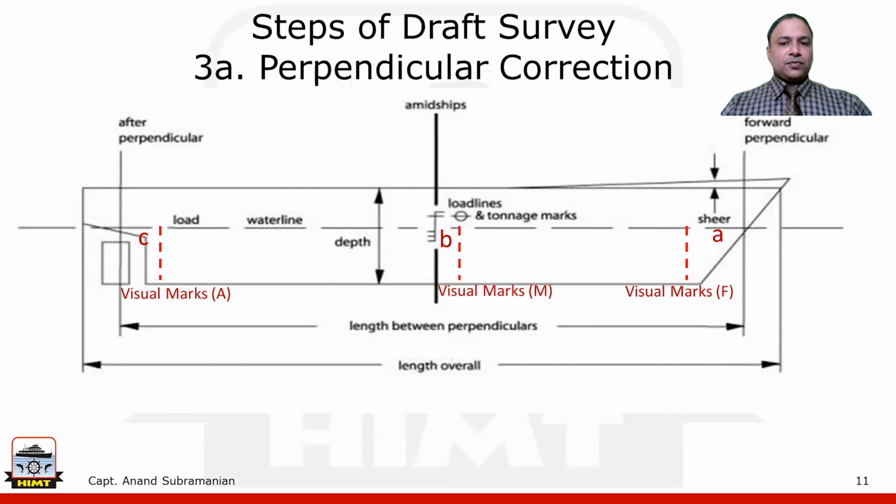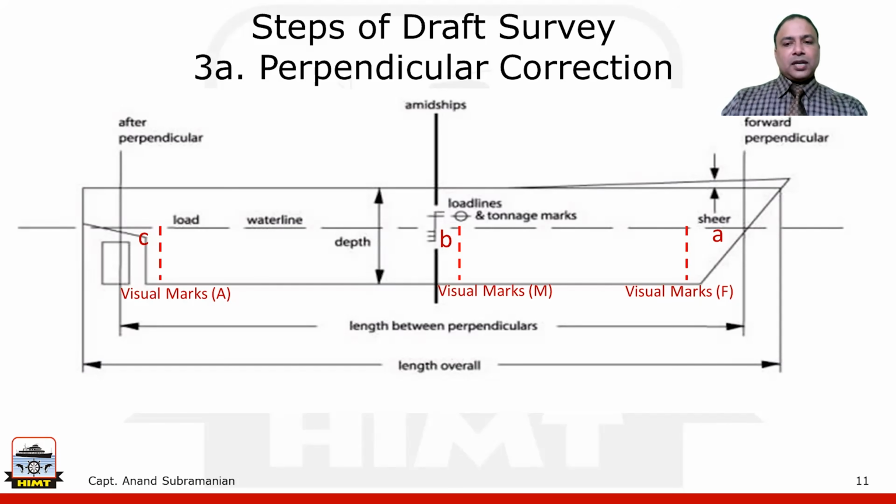We also have visual draft marks, what you see in the red color. The distance between the perpendicular and the visual draft marks is also noted as A, that is for the forward distance, B for the midship distance, and C for the aft distance.